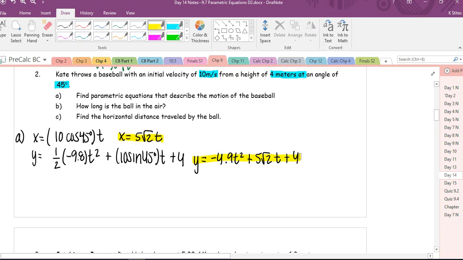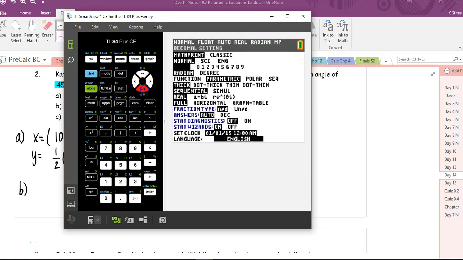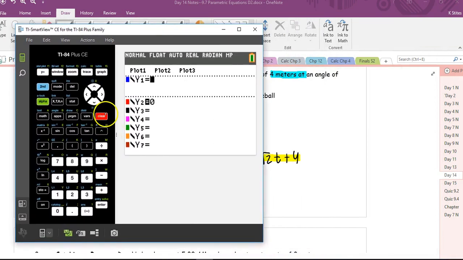Part B, how long is the ball in the air? So again, the ball hits the ground when the vertical distance is 0. So we're going to go back to function mode, and we're just going to graph the y, because the y is talking about vertical distance. That's the one that tells us when we hit the ground. X is just telling you how far across you go, so like when the ball gets thrown versus when it hits the ground, horizontally, how far did it go? That's not going to tell us when it actually hits the ground. Hitting the ground is a vertical distance, so we want to graph the y.